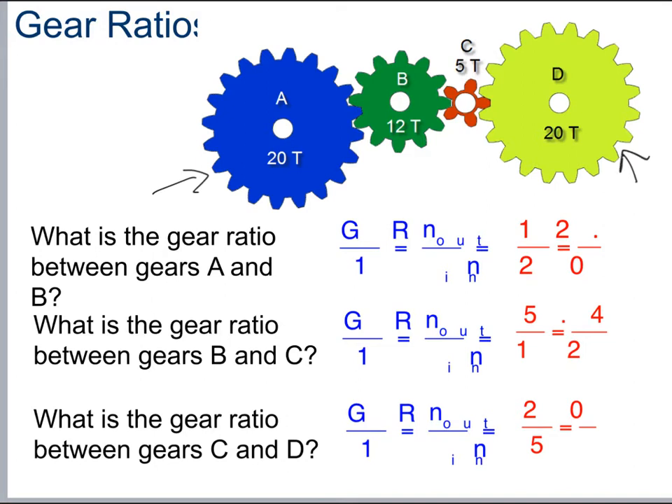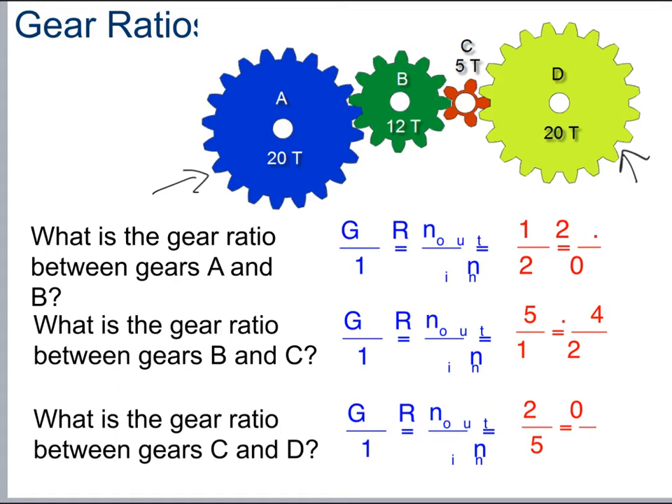It says here, what is the gear ratio between gears A and B? Since they gave us the number of teeth of each of the gears, we can calculate the gear ratio by doing the number of teeth of my output gear divided by the number of teeth of my input gear. So for gears A and B, the output gear has 12 teeth and the input gear has 20 teeth. So if I take 12 teeth and divide it by 20 teeth, I get my gear ratio.